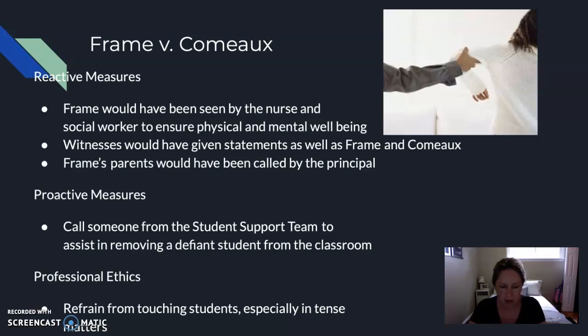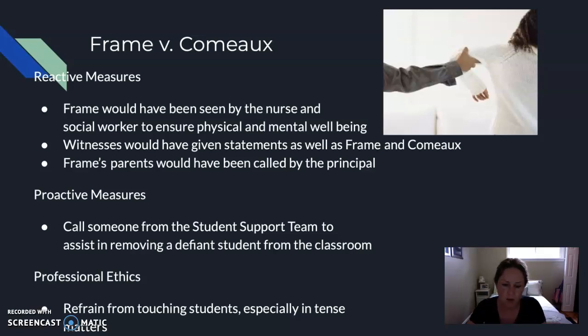Then, as Frame stood, the teacher at the same time grabbed Frame by the arm to assist him out of the classroom, and as a result of both actions, Frame fell, hit a podium, and eventually halted against the blackboard. Frame sued the teacher for assault and battery. The court found that although the teacher committed a battery, he was justified in doing so.